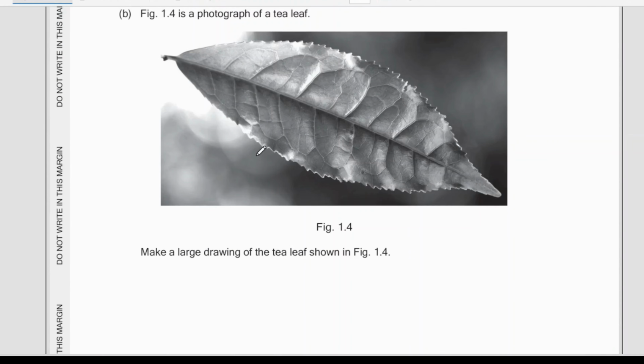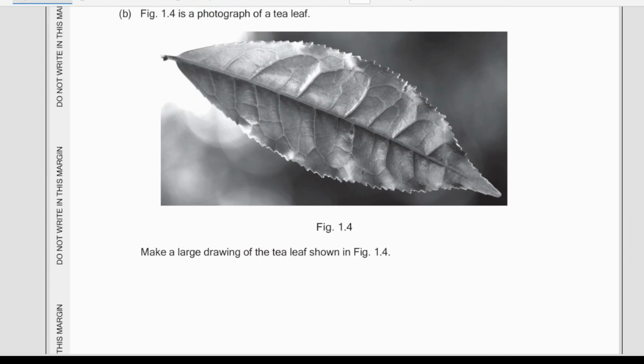Next question, draw the leaf. While drawing the leaf, keep a few things in mind. Number one, the size. Number two, shape. Number three, midrib. Number four, wavy margins.